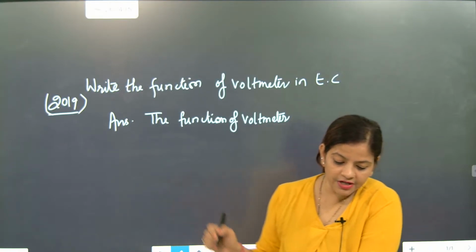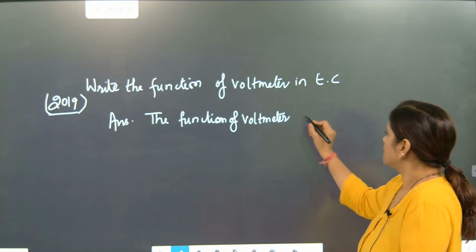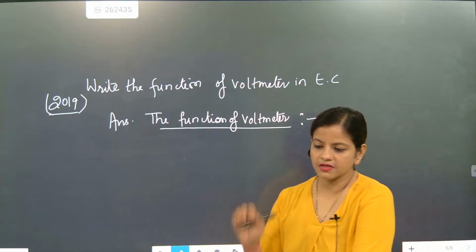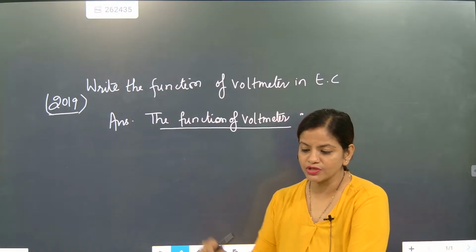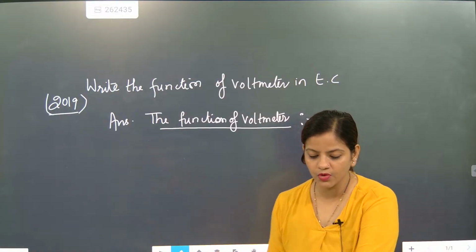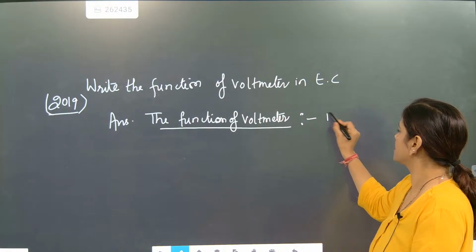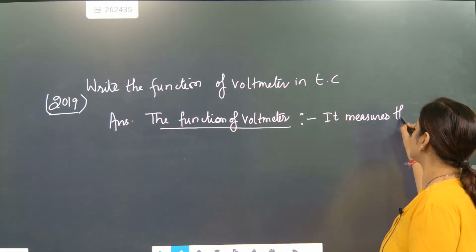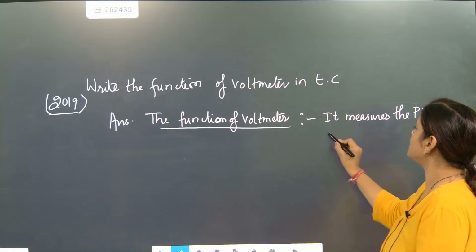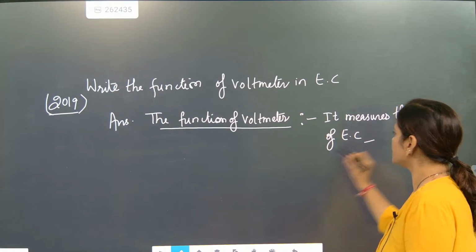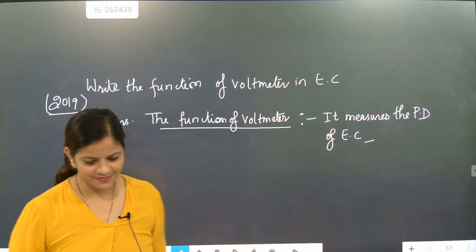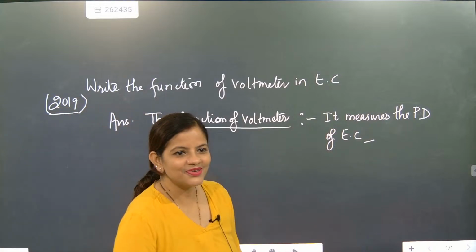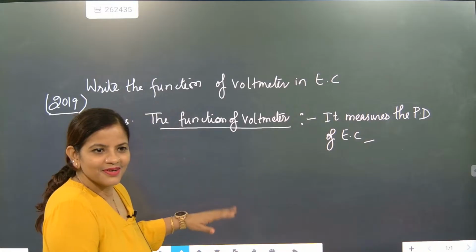The function of voltmeter is... You see how I am presenting my answer. They asked me function of voltmeter. As a topper, how I am going to write? It measures the potential difference of electric circuit. That's it. How was the answer? Understood now? And presentation is to the point.